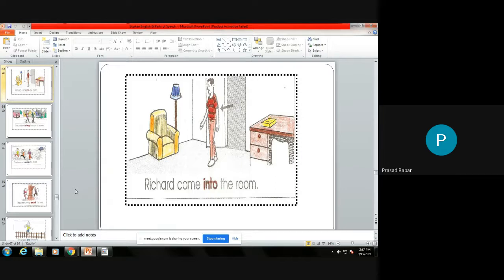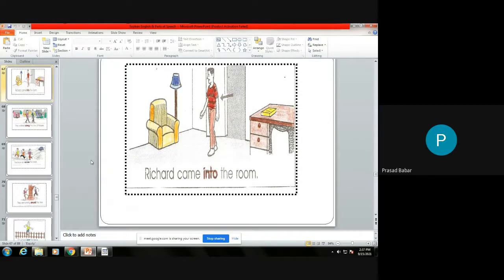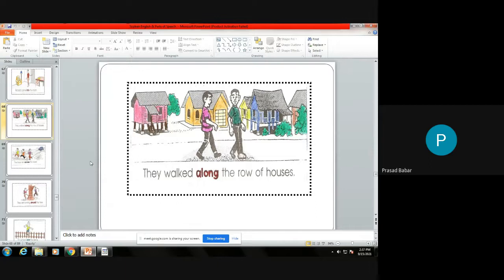So we can grasp the meaning, or we can identify the meaning of these prepositions. Okay. So let's see the next picture.